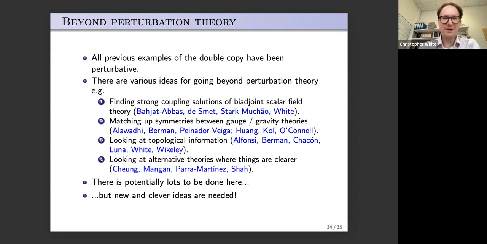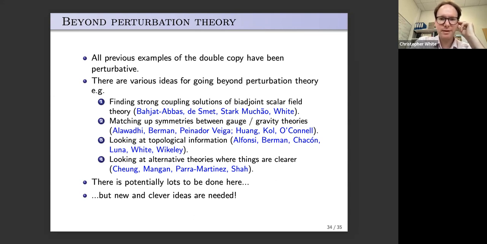Thank you. Okay. So yes, all of the previous examples of the double copy that I've shown you in this talk have been either perturbative, or where they are exact solutions, they happen to linearize the field equations or something. So they're sort of perturbative-ish. So yes, there are various ideas, which I can't do justice to here really, for going beyond perturbation theory. This is something that fascinates me a lot.